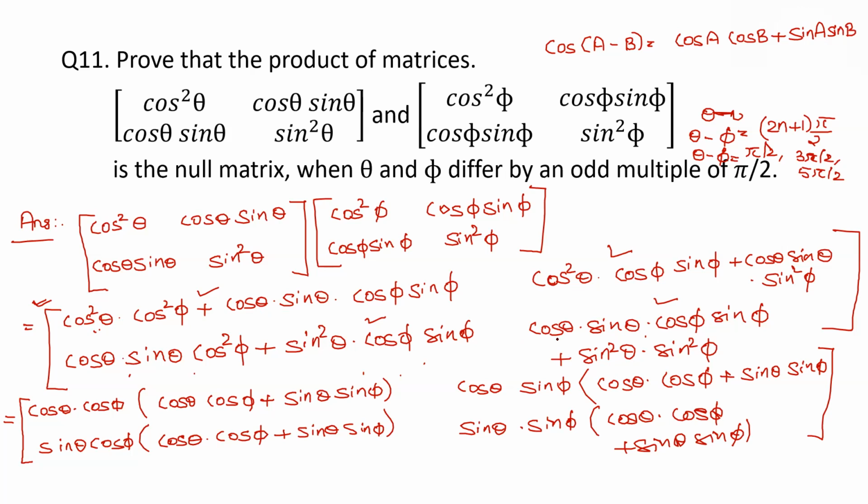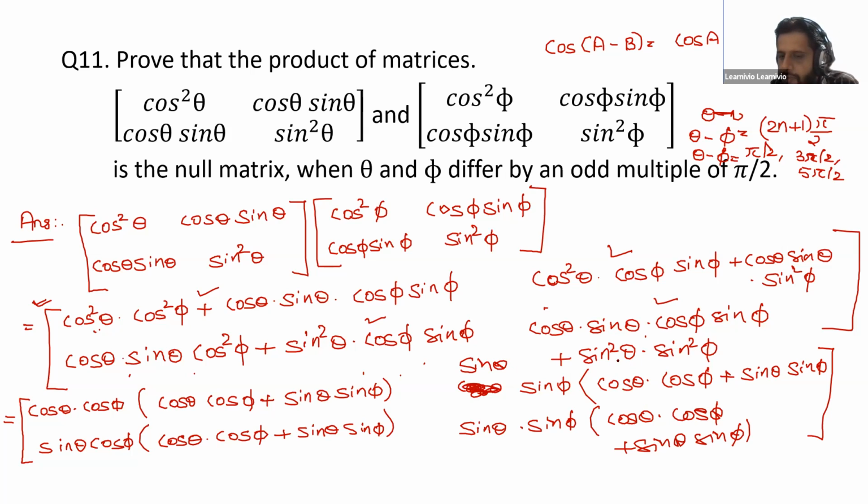Okay, then similarly in the second one, we can take cos theta and sin phi common. Okay, here we have a cos theta and... No, it's not correct. We have taken sin theta, sorry. We have taken sin theta as well. Okay, sin theta and sin phi common, so we get this one.